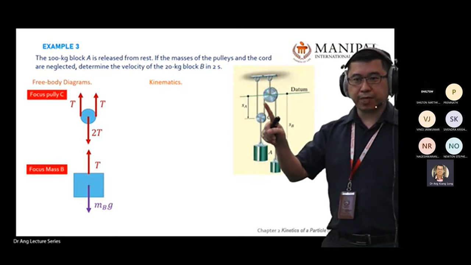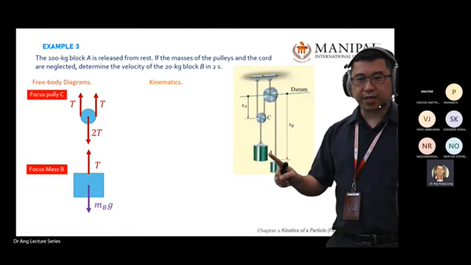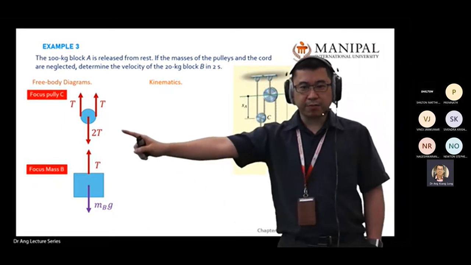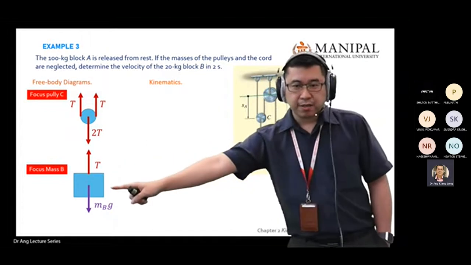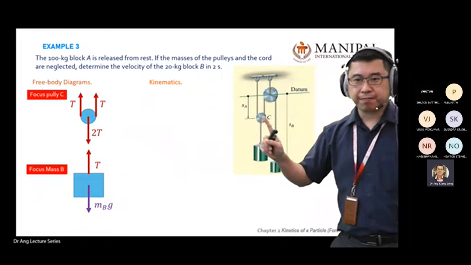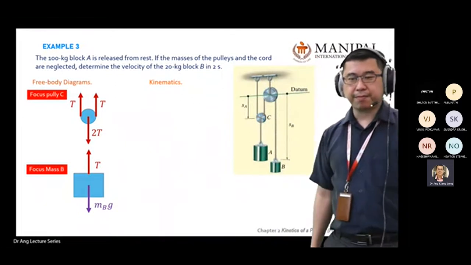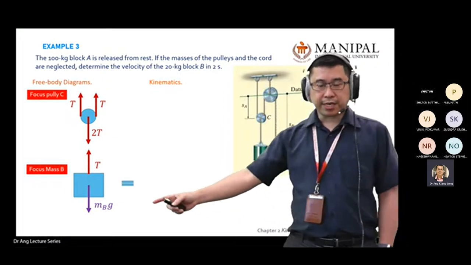You imagine you are pulling this cable. What do you feel? Are you feeling this weight or you're feeling this weight? Or you can look at this pulley C free body diagram. Then you can understand. Actually, the one that is pulling B is T. They're sharing the same magnitude of tension.